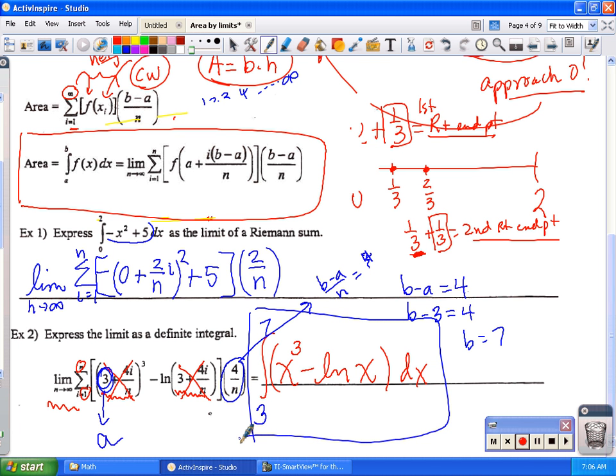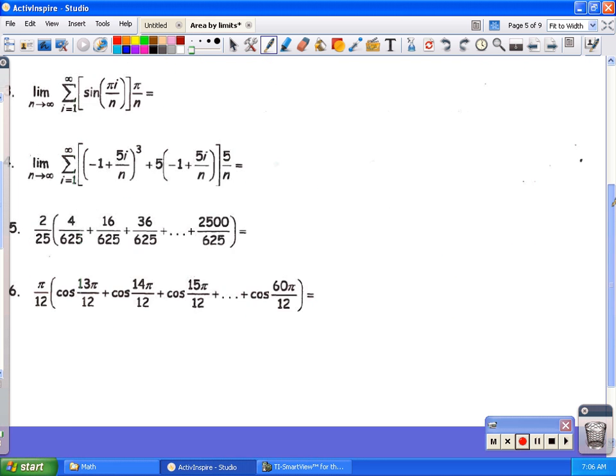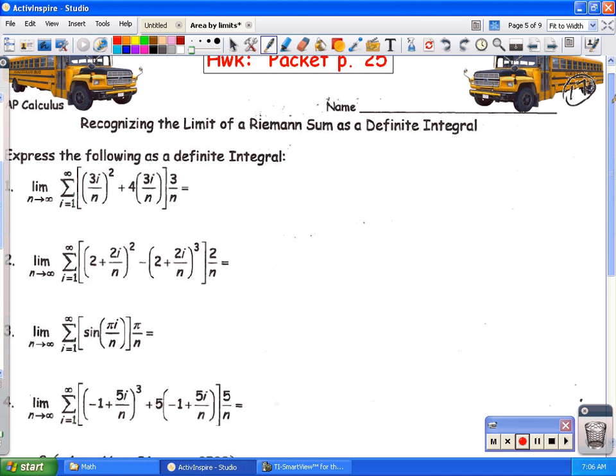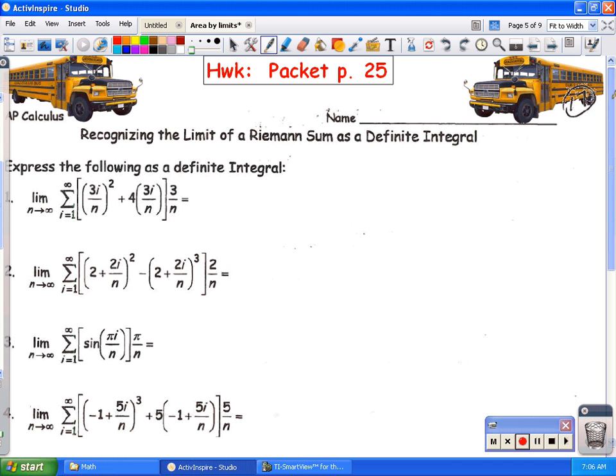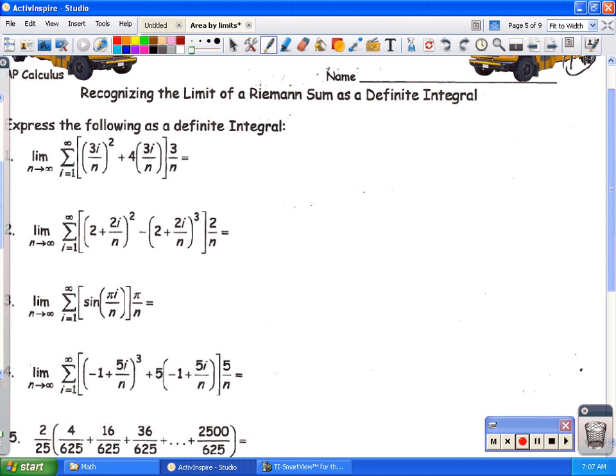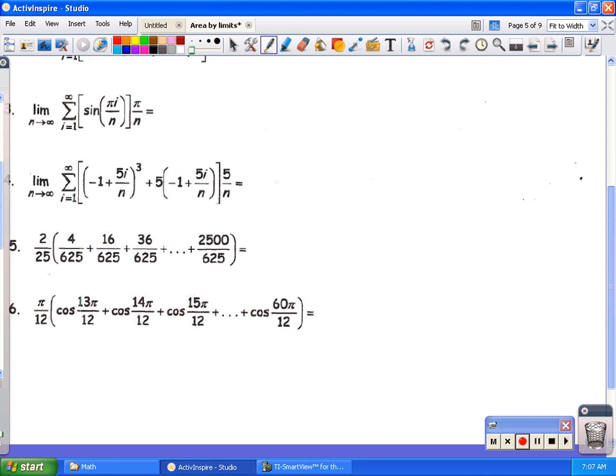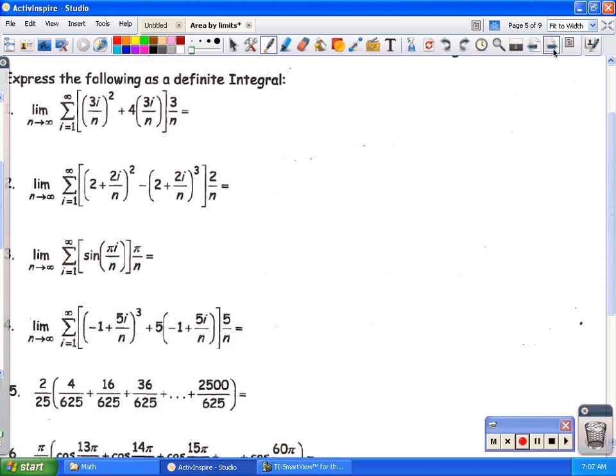So now I hope you can use this to tackle your homework, which is in your packet or on Edline. You can take a look at that. It's on page 25. And all you're going to do is practice decomposing some definite integrals and then rewriting some expressions as definite integrals.